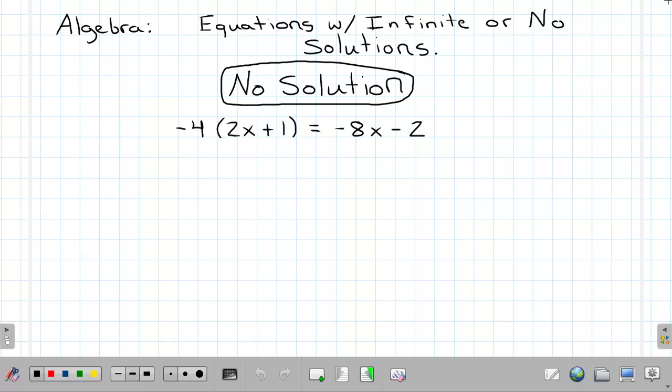Okay, as you can probably guess, sometimes you can have equations that have no solutions, as we're getting ready to see here in just a second, or we could have equations that have infinitely many solutions, meaning every number that you could possibly pick could be a solution to the equation. Okay. So with that being said, let's look at the first equation here.